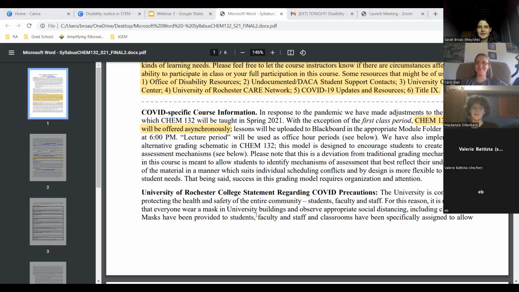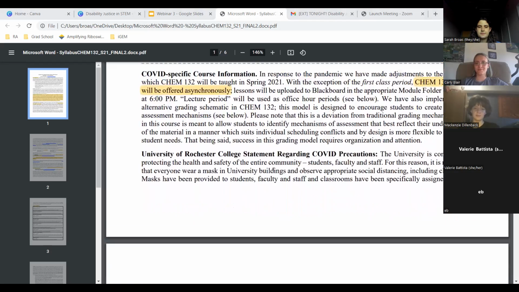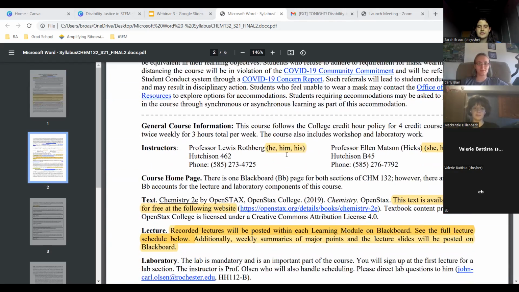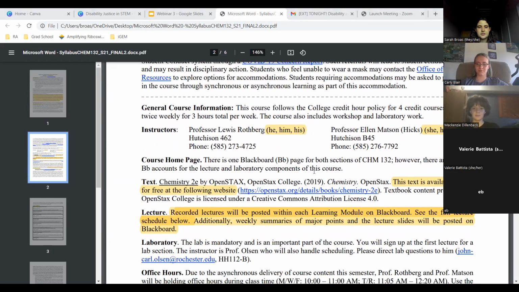Completely agree. It can be beneficial, as Valerie said, for students with disabilities to have flexibility. But at the same time, it can also put a lot of responsibility on the student in terms of executive functioning, which can be significantly impacted for lots of students with disabilities. So it's kind of a note on that. We're going to scroll down here. I love that the professors have their pronouns in the syllabus. That's great.